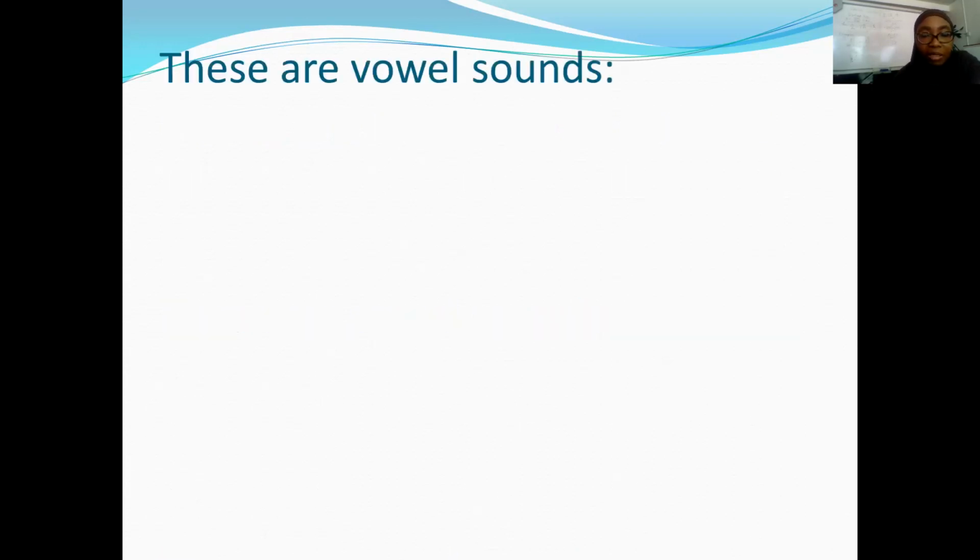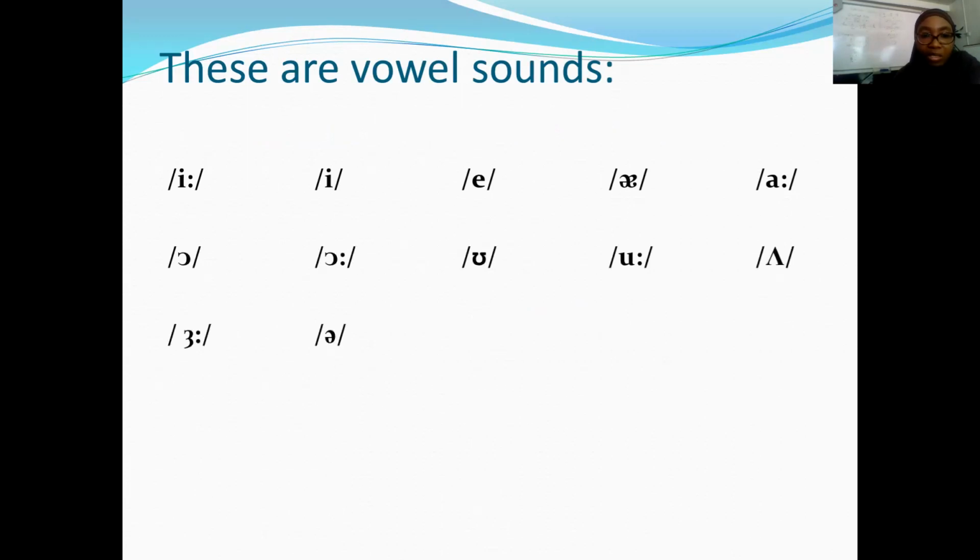Now, having looked at the consonant sounds, let's look at the vowel sounds. There are 20 vowel sounds, and these are displayed on the screen. The 20 vowel sounds in English language, which contain the monophthongs and the diphthongs. The essence of showing you all this is for you to know that we're not looking at the letters in terms of cluster, we're looking at the sounds.